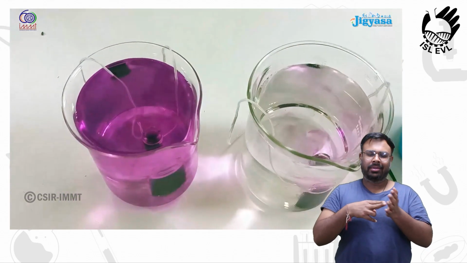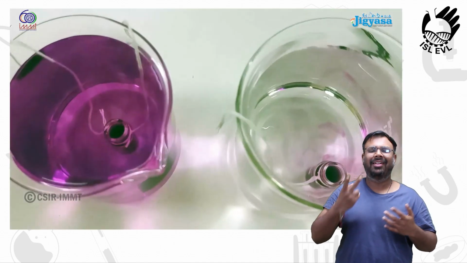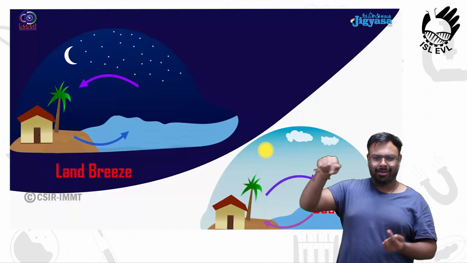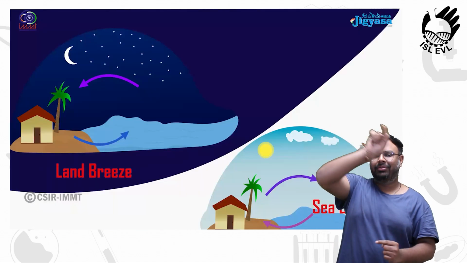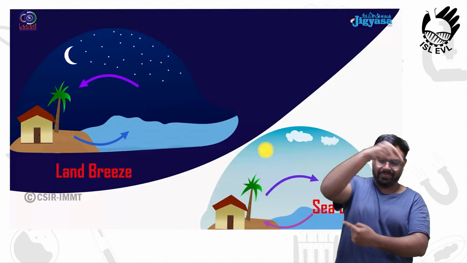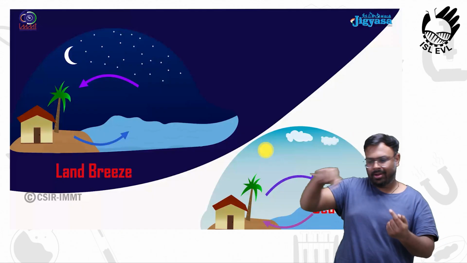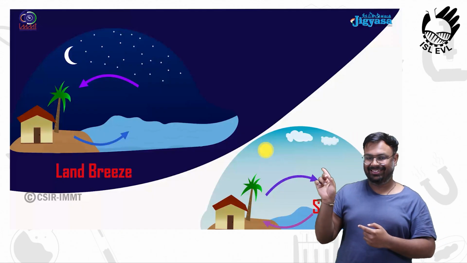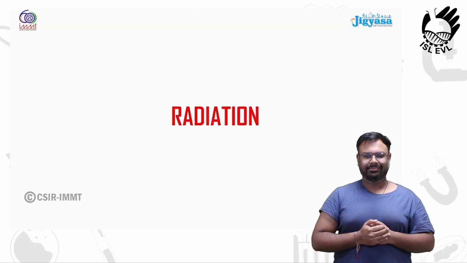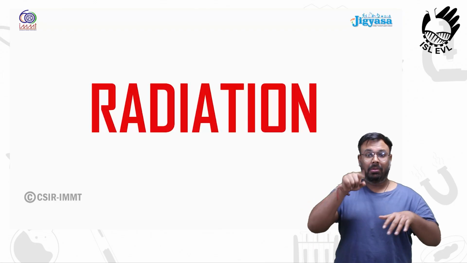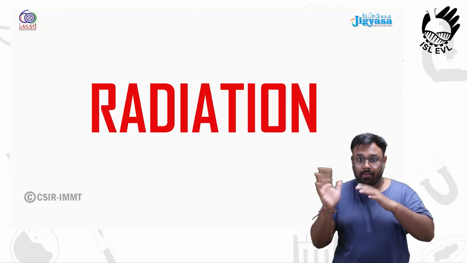An example of natural convection is sea breeze and land breeze. Try to find out the reason why sea breeze takes place in daytime and land breeze takes place at night. The mechanism of heat transfer which doesn't need any medium is called radiation.